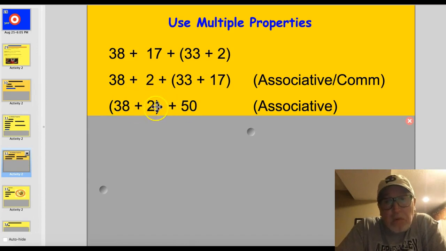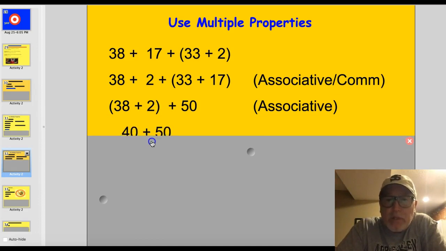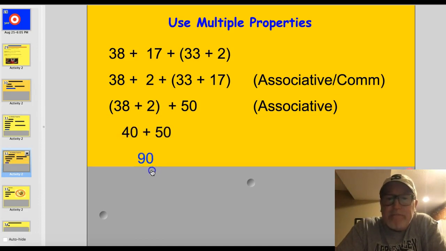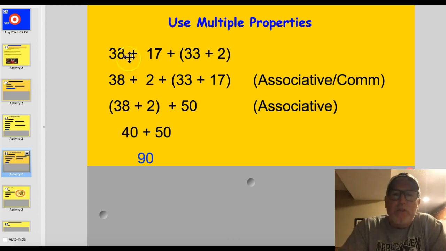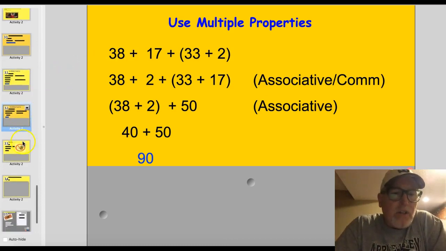Then I used the associative property, and I grouped these guys together because I knew that 38 plus 2 were also compatible. I got 40 plus 50, 90. Slam bam, thank you, man. Right? What? You can use two properties at the same time? Sure you can. It's all addition. You can group them how you want. You can move the numbers around. All right, you're in charge.